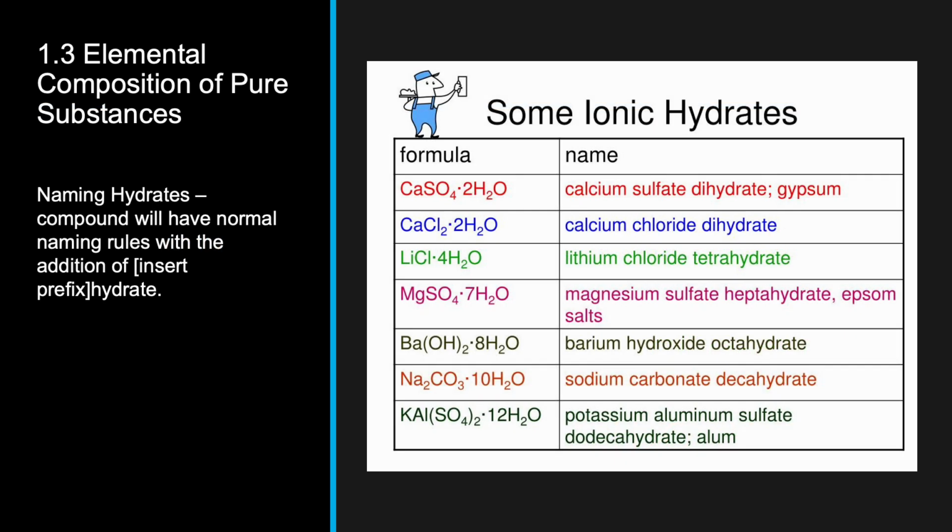With naming ionic hydrates, you name your ionic compound exactly the same, and then you follow that ionic name with the prefix of how many water molecules you have and hydrate. For example, the one we did in the last slide was calcium chloride dihydrate because there were 2 water molecules attached to that calcium chloride. The one below that, lithium chloride, has 4 water molecules, so it would be lithium chloride tetrahydrate. Those are the same prefixes that you use for naming covalent molecules.